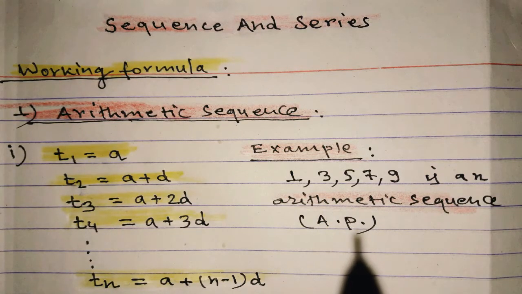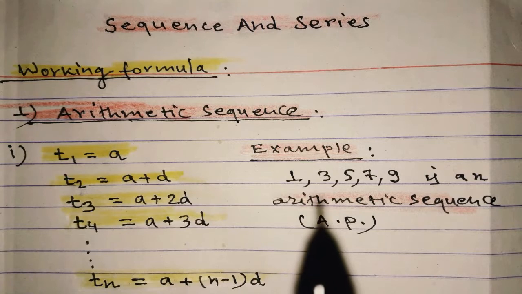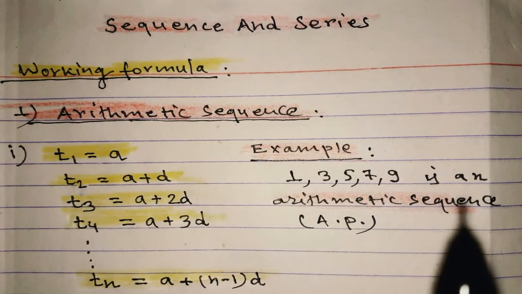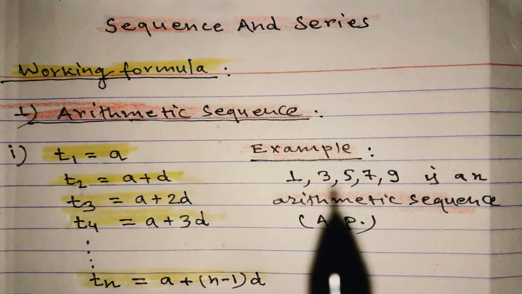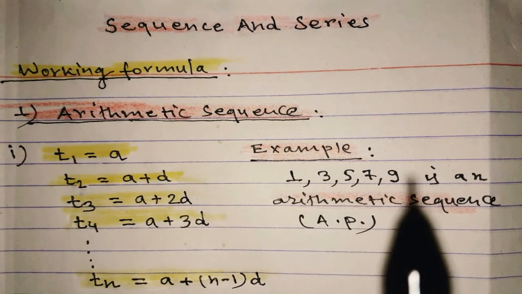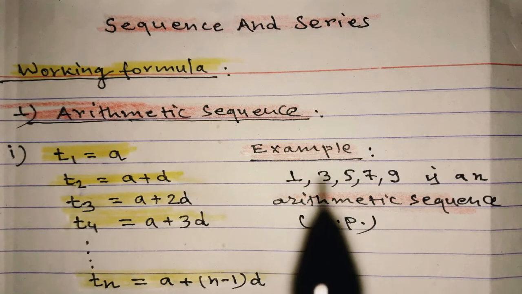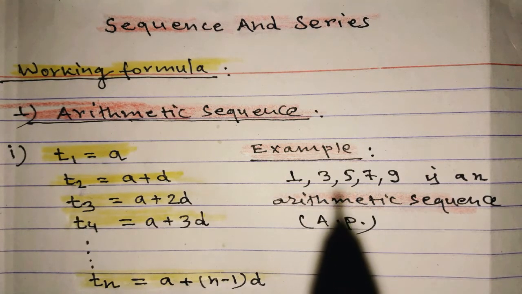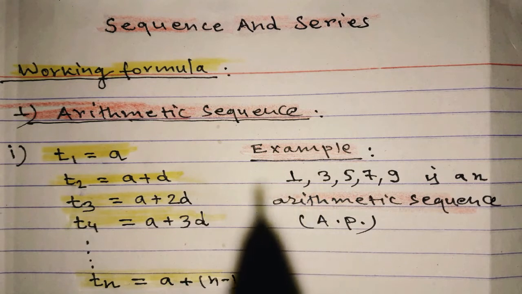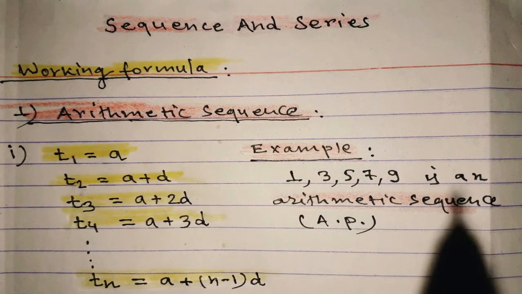According to the definition of arithmetic sequence, the arrangement of numbers having equal common difference is called an arithmetic sequence. 3 minus 1 is 2, 5 minus 3 is 2, 7 minus 5 is 2, 9 minus 7 is 2. So in the arrangement 1, 3, 5, 7, 9, the difference between any two consecutive numbers is equal. The common difference is 2.